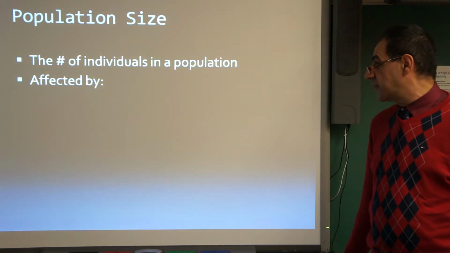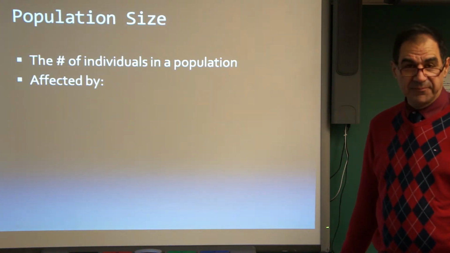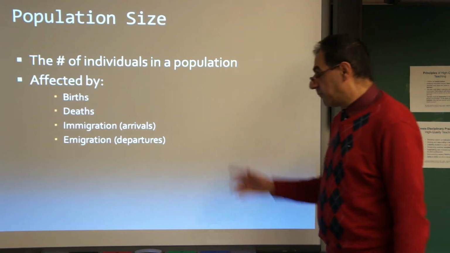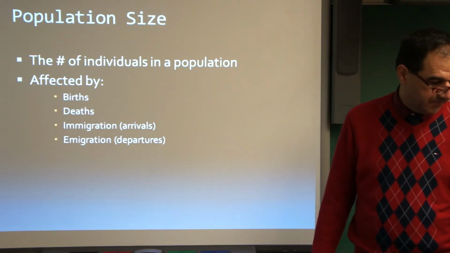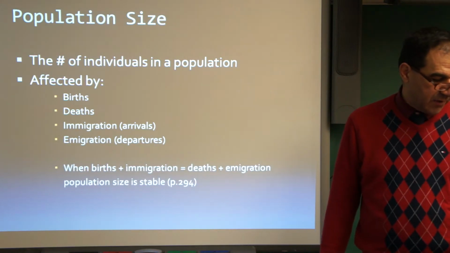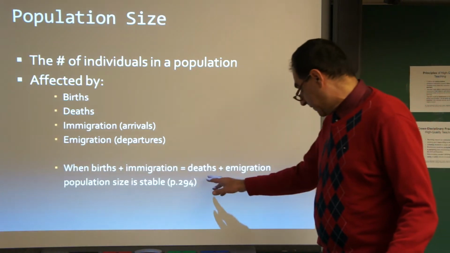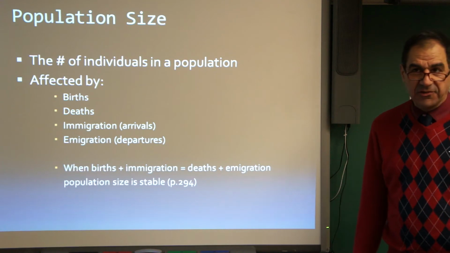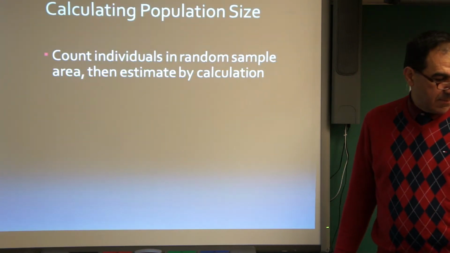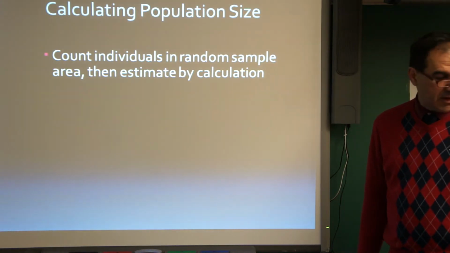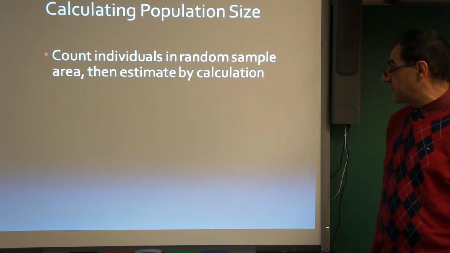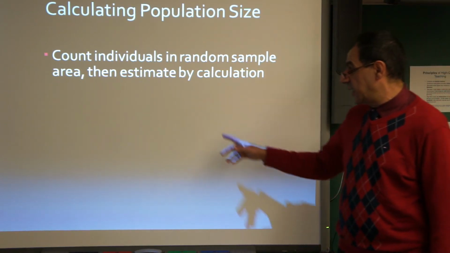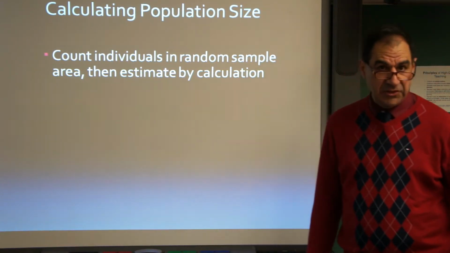Population size is the number of individuals in a population, and it is affected by births, deaths, immigration, and emigration. When the births and immigrations equal the amounts of deaths and emigrations, then the population size is stable. We can count population size several different ways. One of the ways is counting individuals in a random sample area, then estimated by a calculation.